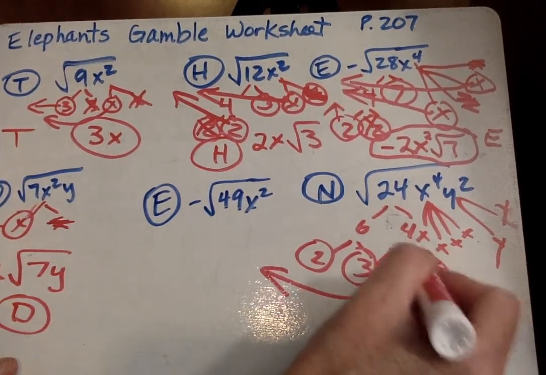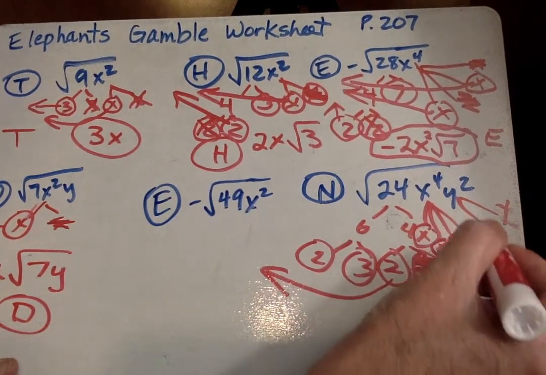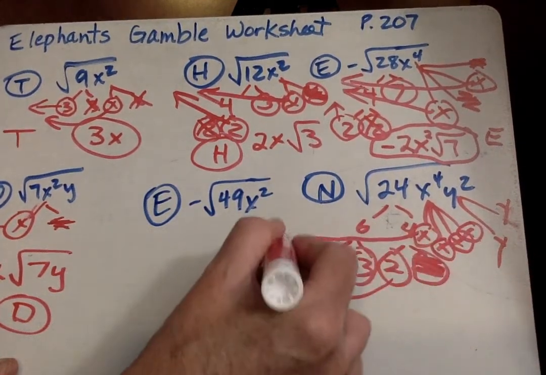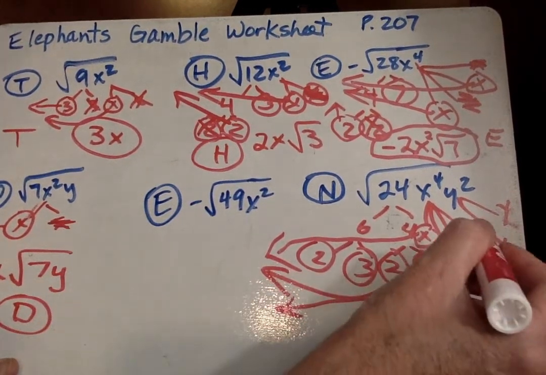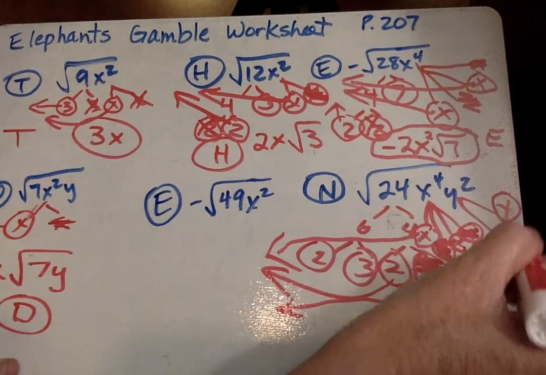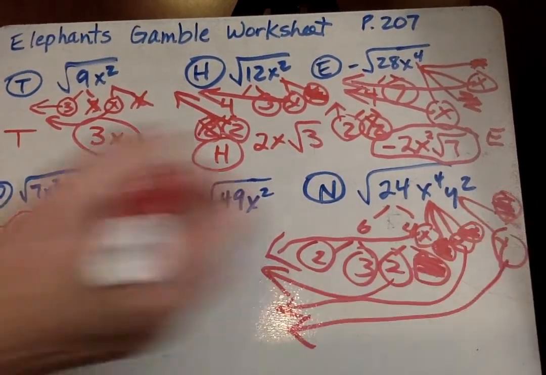The other one, goodbye. So then we have 4 x's here. So 1 comes out, the other one goes away. Another one comes out, the other one goes away. And we have 2 y's. 1 comes out, and 1 goes away.